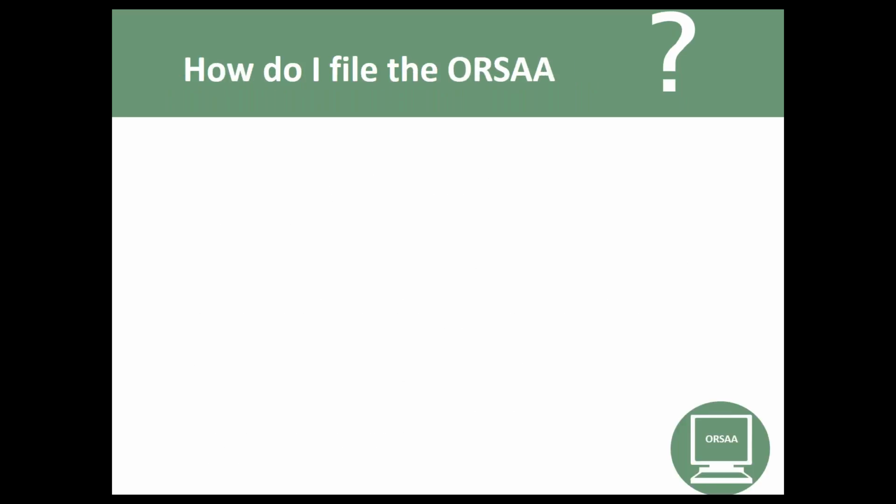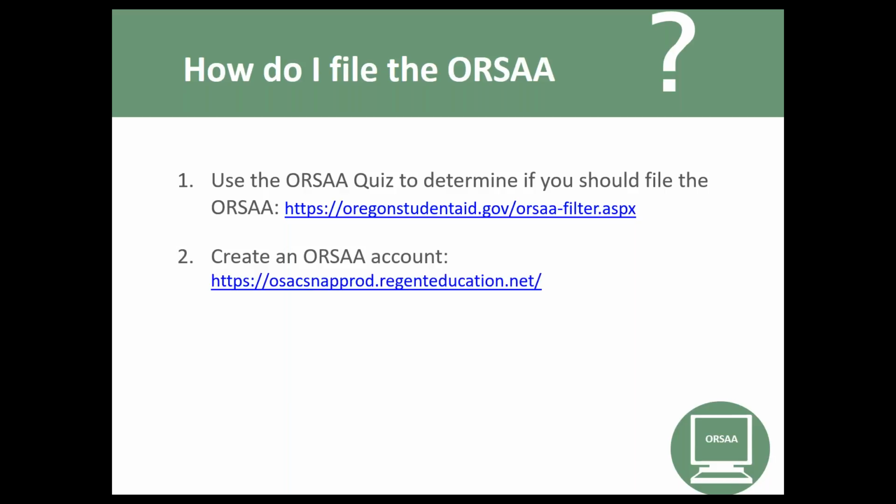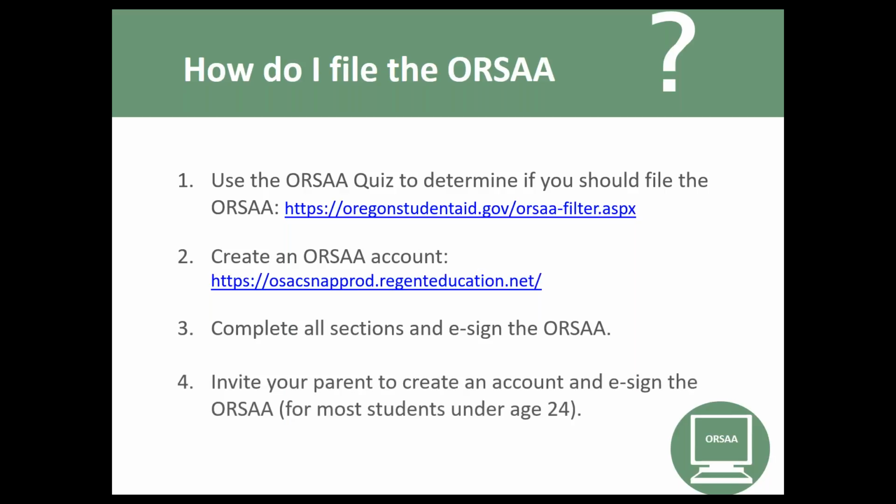Here are a few key steps to filing the ORSAA, and we'll go into greater detail in our demo. Take the ORSAA quiz and see if you should be filing the ORSAA. Then create an ORSAA account. Complete all sections of the ORSAA and complete the e-signature process online. And for most students under the age of 24, you'll have a parent create an ORSAA account and also e-sign the ORSAA.